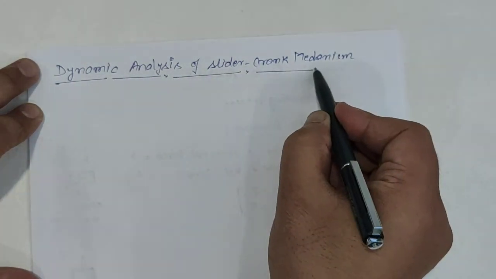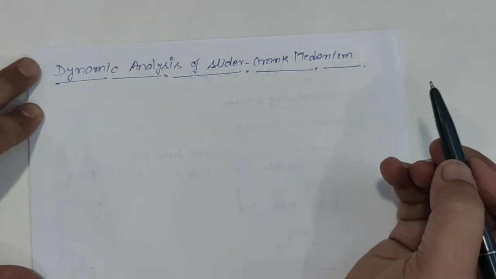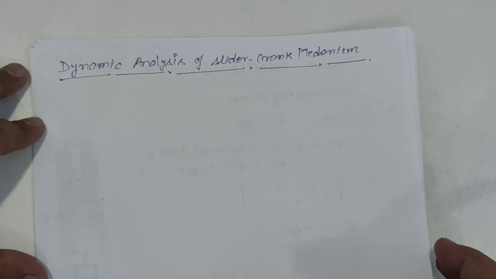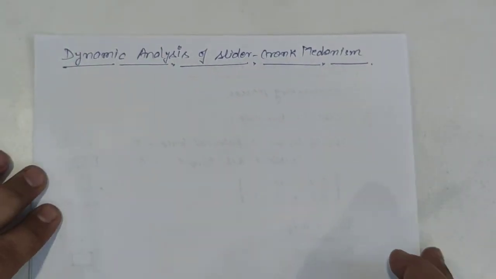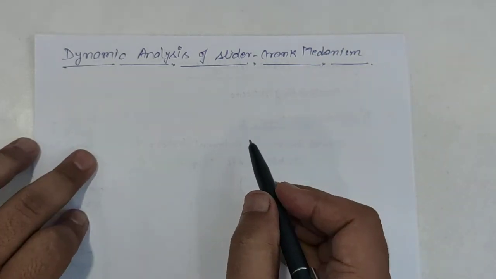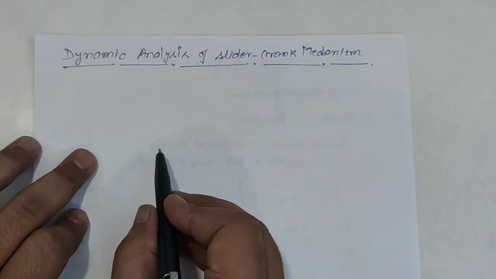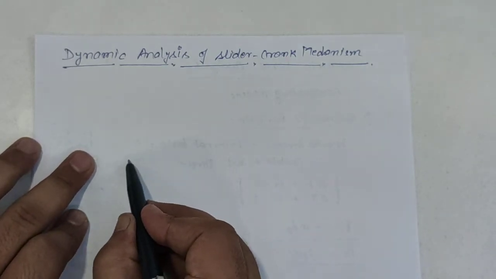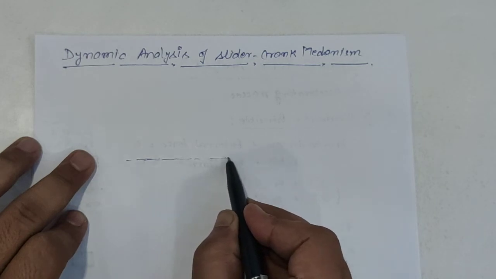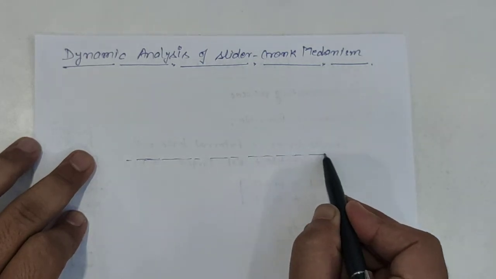Dynamic force analysis of slider crank mechanism. In the slider crank mechanism, what thing do we have to consider? The slider crank mechanism is an inversion of the 4-bar mechanism. Simply, we are drawing the slider crank mechanism. This is the direction of movement of the slider.